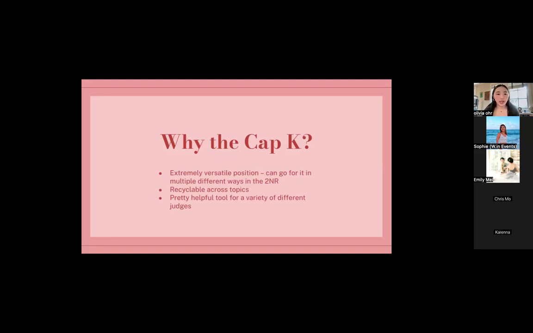Second, I think that the CAP-K is incredibly recyclable across topics. So on basically every topic, you can find a link. Although these links vary in value or quality, I think learning how to go for the CAP-K guarantees that you have a generic ready to go in almost every context. Also, if the links for the neg are really bad, then that probably means that CAP AFs would be really good. So third, I think it's really versatile for a very diverse set of judging.